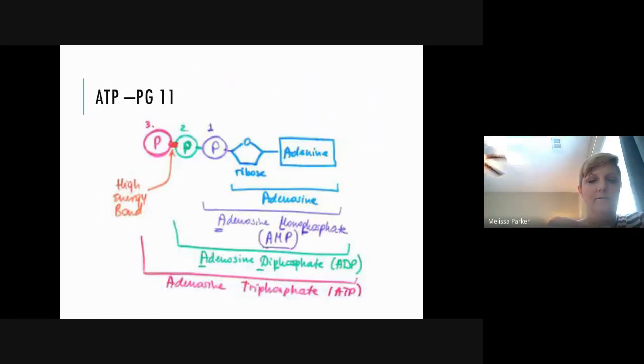So again, if it was just with the one right here, then it's adenosine, okay? If it's just this ribose right here and this adenine, it's adenosine, okay? Then if we add one phosphate, we have adenosine monophosphate.